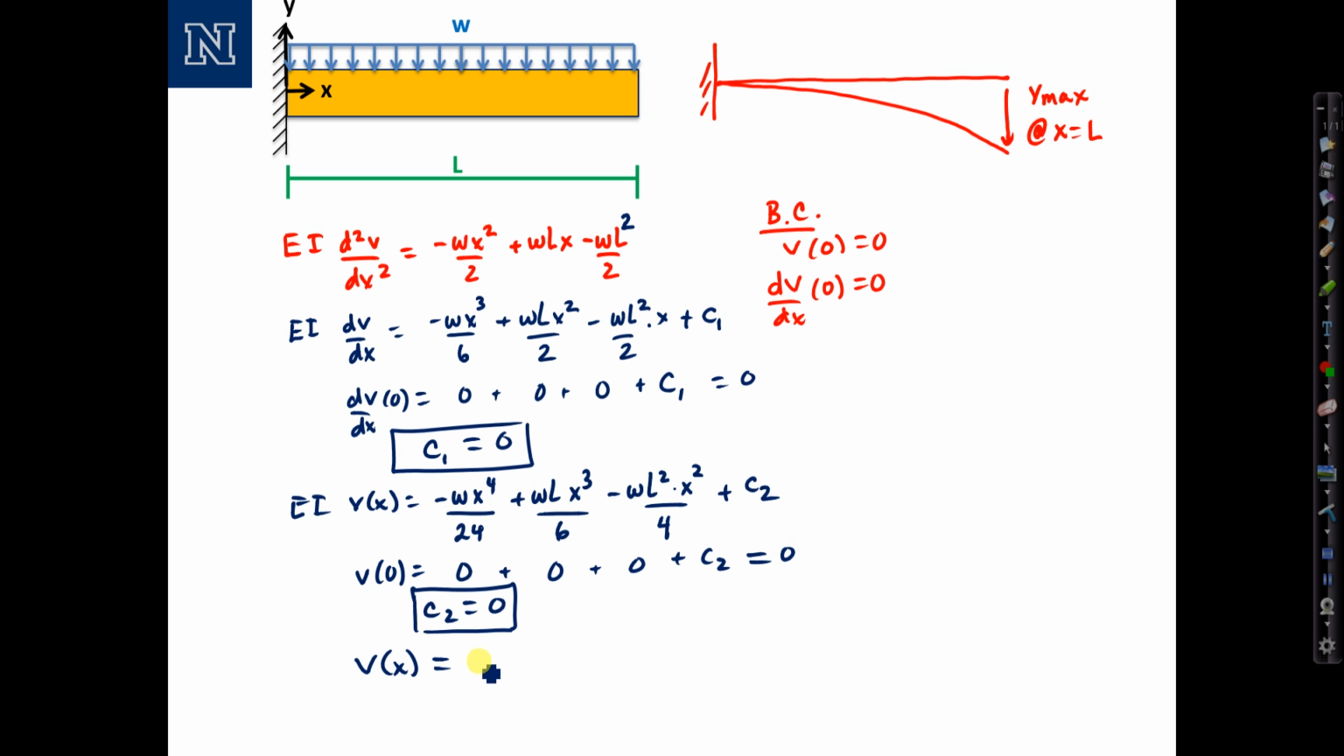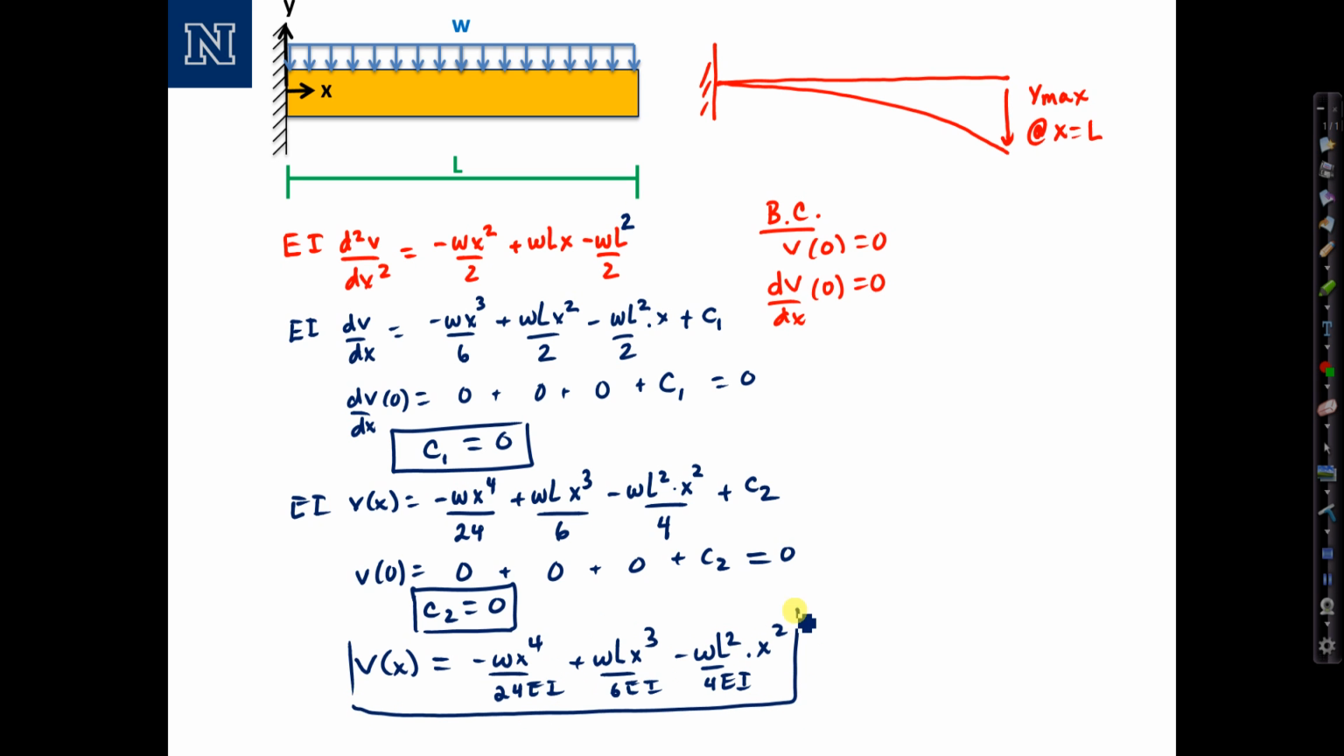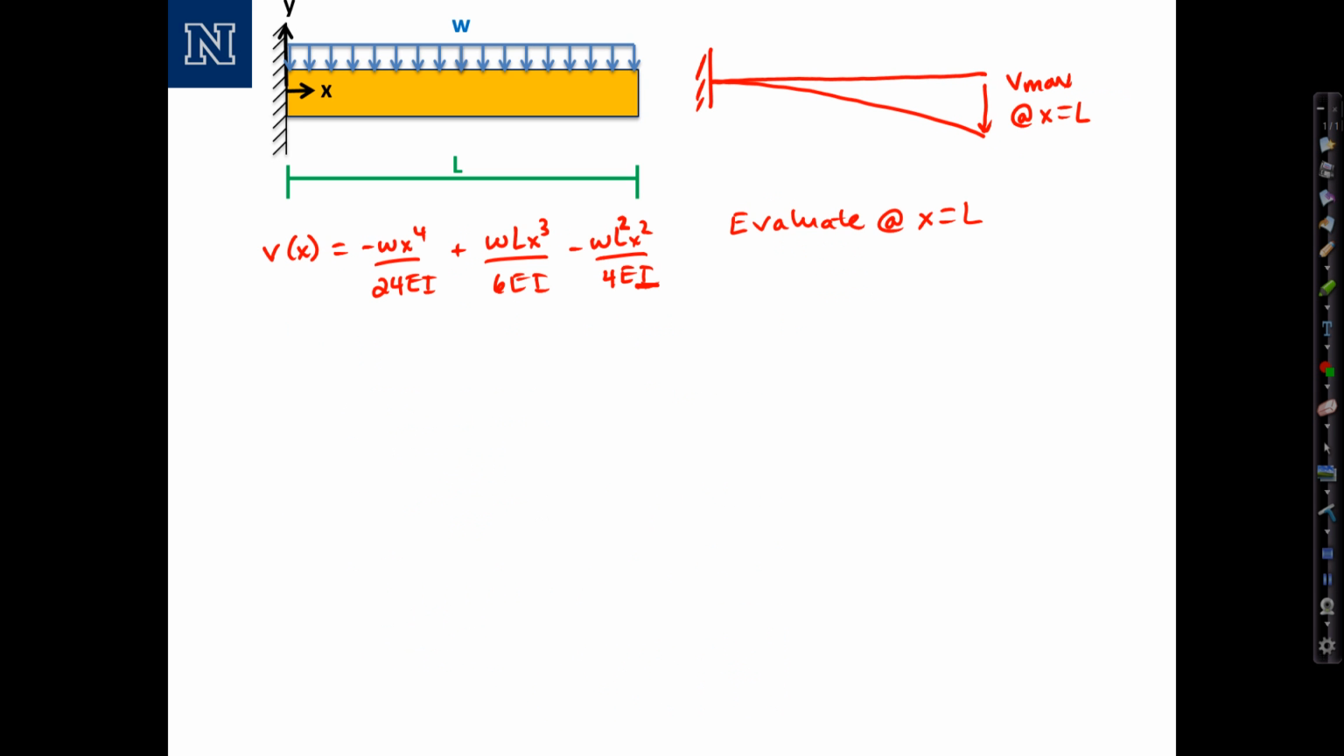So we have v of x equals negative wx to the fourth over 24 EI plus wl x cubed over 6 EI minus wl squared over 4 EI times x squared. And that's it. That's our solution for v as a function of x. The last part of the problem was to evaluate at x equals L.